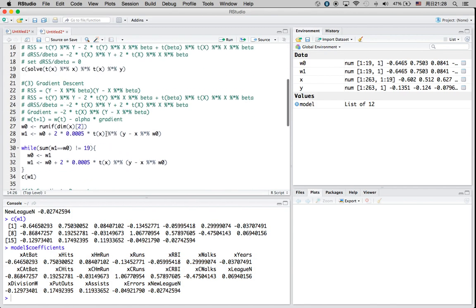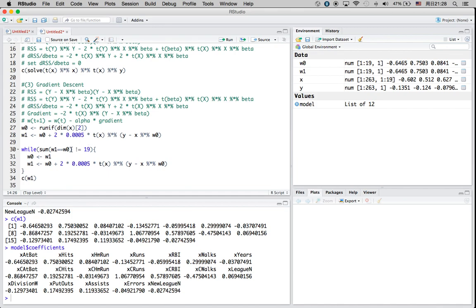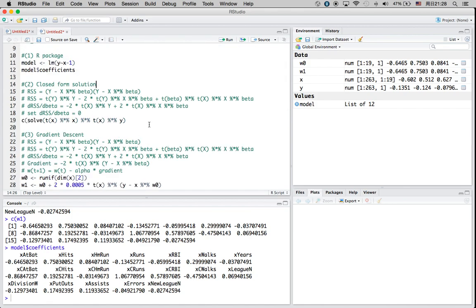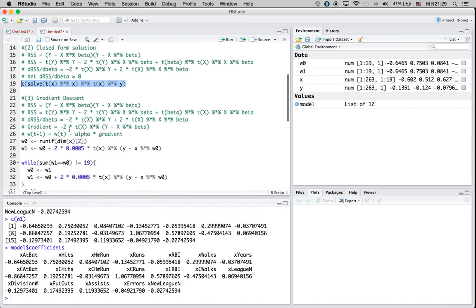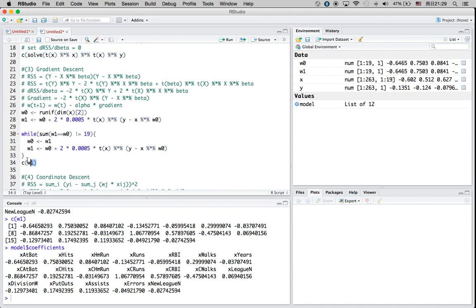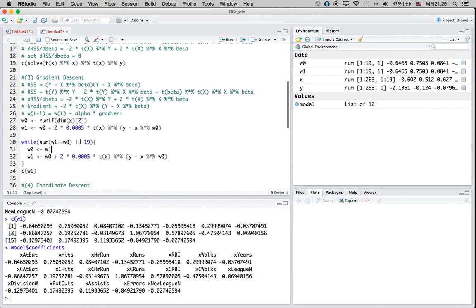This method is very popular if you have a more complex cost function where there's no way you can derive an analytical solution, but you can use this gradient descent technique to update your coefficients sequentially until you get very close to the minimum of your cost function. So this is a very powerful and popular way to get the coefficients.